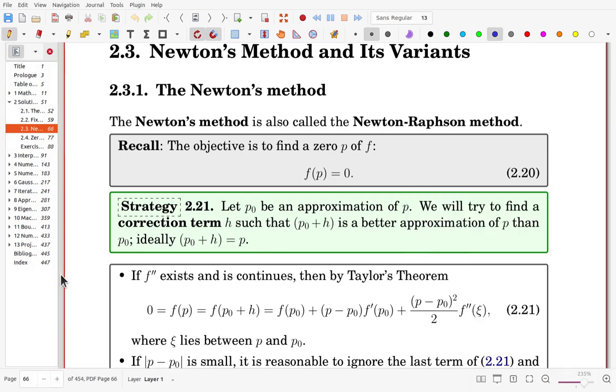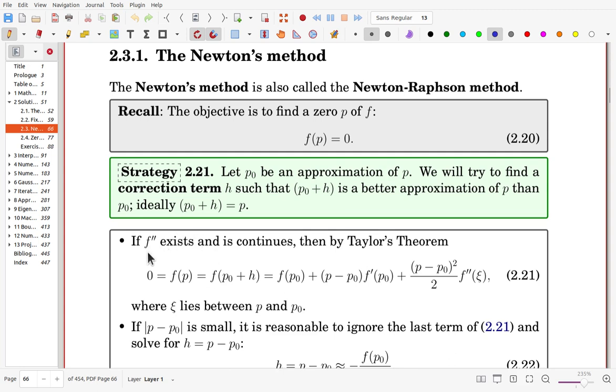Here the key idea is given. p0 is an initial approximation of p, so initialization, and we'll try to find a correction term h such that this update is a better approximation of p than p0. Ideally, the update is the same as the zero.